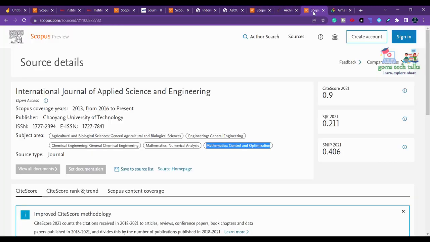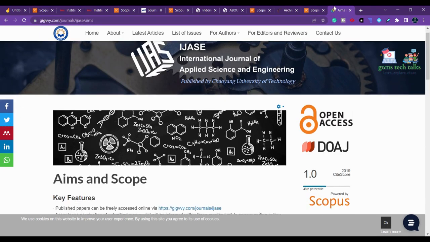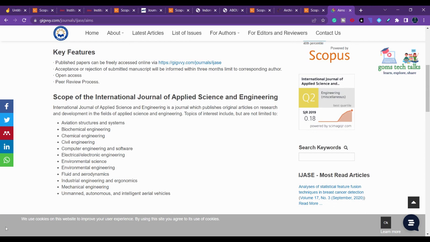So the next and the last journal which you are going to see for today is the International Journal of Applied Science and Engineering. As I told, for mechanical engineering, this journal is in the scope of mechanical engineering. Here you can see the aim and the scope. This is for mechanical engineering, aviation structures and systems, biochemical engineering, chemical engineering.